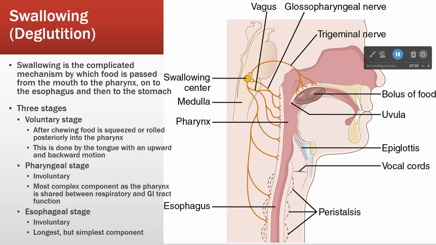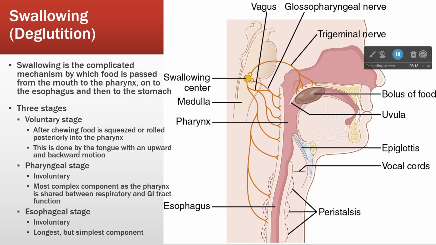All right. Ultimately, what we need to do is take our bolus and pass it into the esophagus and into the stomach. Now, the complexity comes in the fact that the respiratory and GI tracts share the top half of the system, right? So from the vocal cords on up, the GI tract is sharing these structures with the respiratory tract, so there has to be some coordination. So we take this complex swallowing system and divide it into 3 stages.